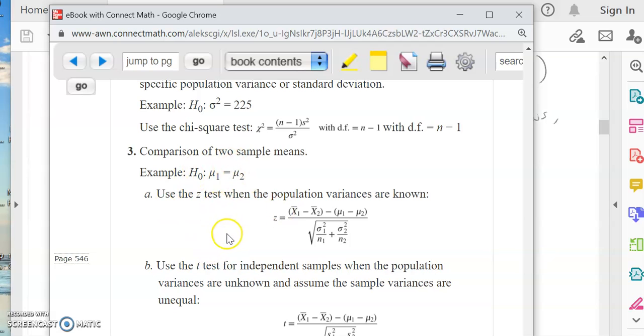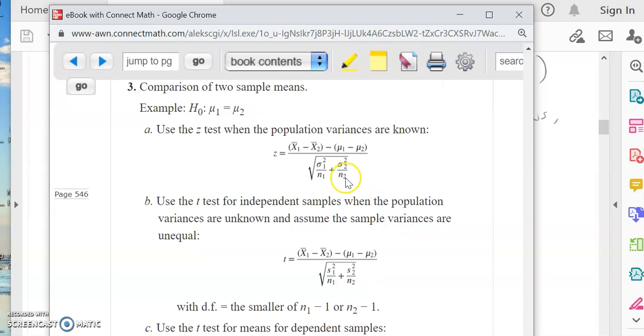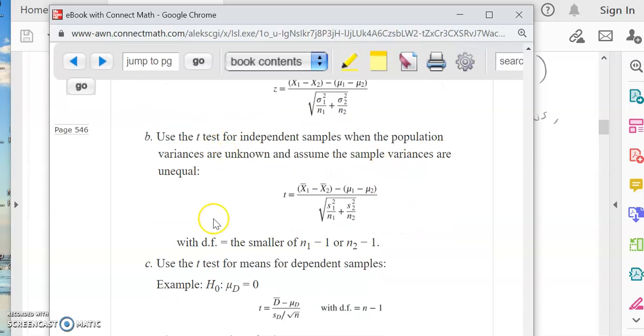So let's take a look at this next one. Comparison of 2 sample means. Well, that looks a lot better, right? Because as we saw just a moment ago, we are comparing sample means, 2 sample means. It says here, use the z-test when the population variances are known. Well, we don't know the population variances, so we're not going to use that one. It says use the t-test. It has to be independent samples, which we have. The population variances are unknown, and we have to assume that the sample variances are unequal. Well, that's an easy assumption to make.